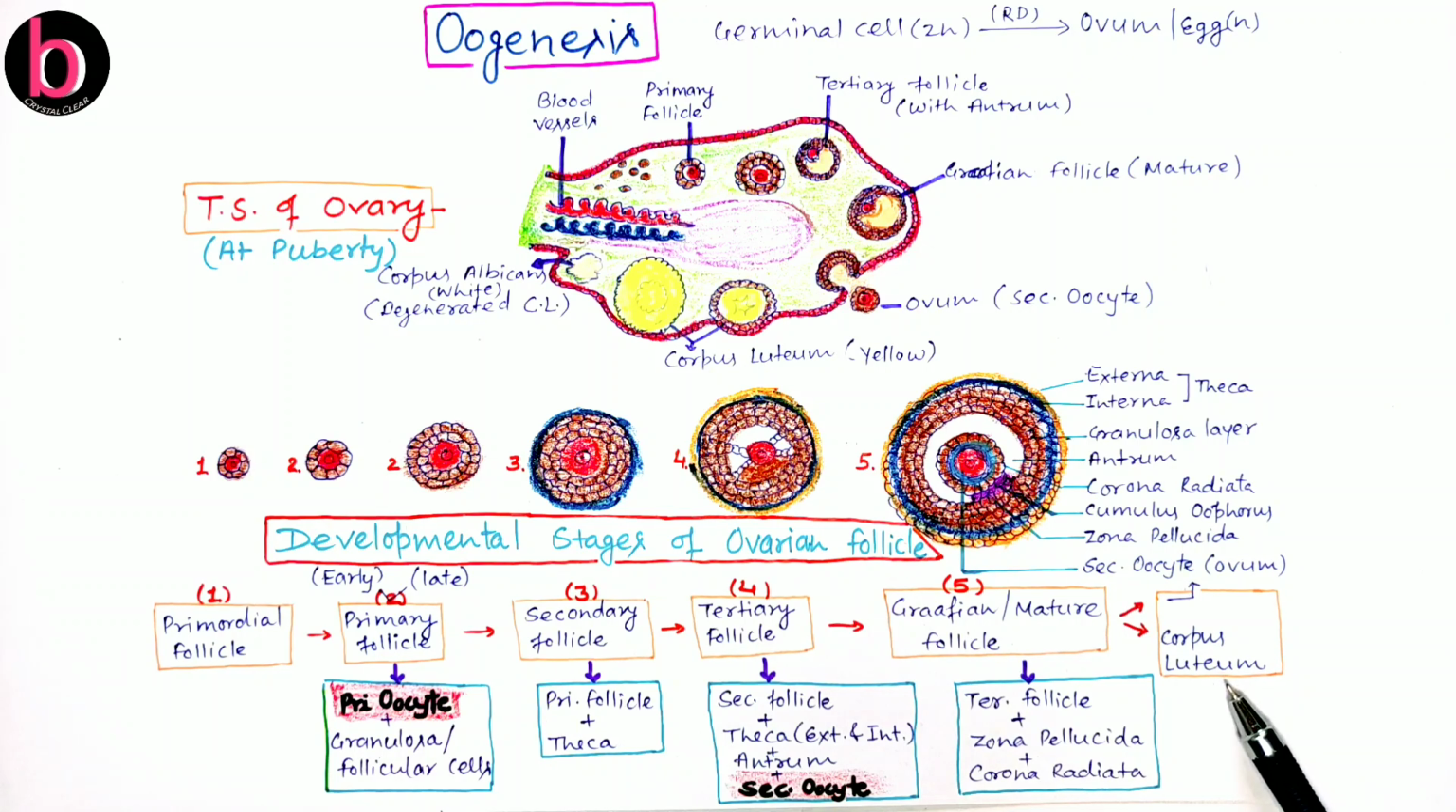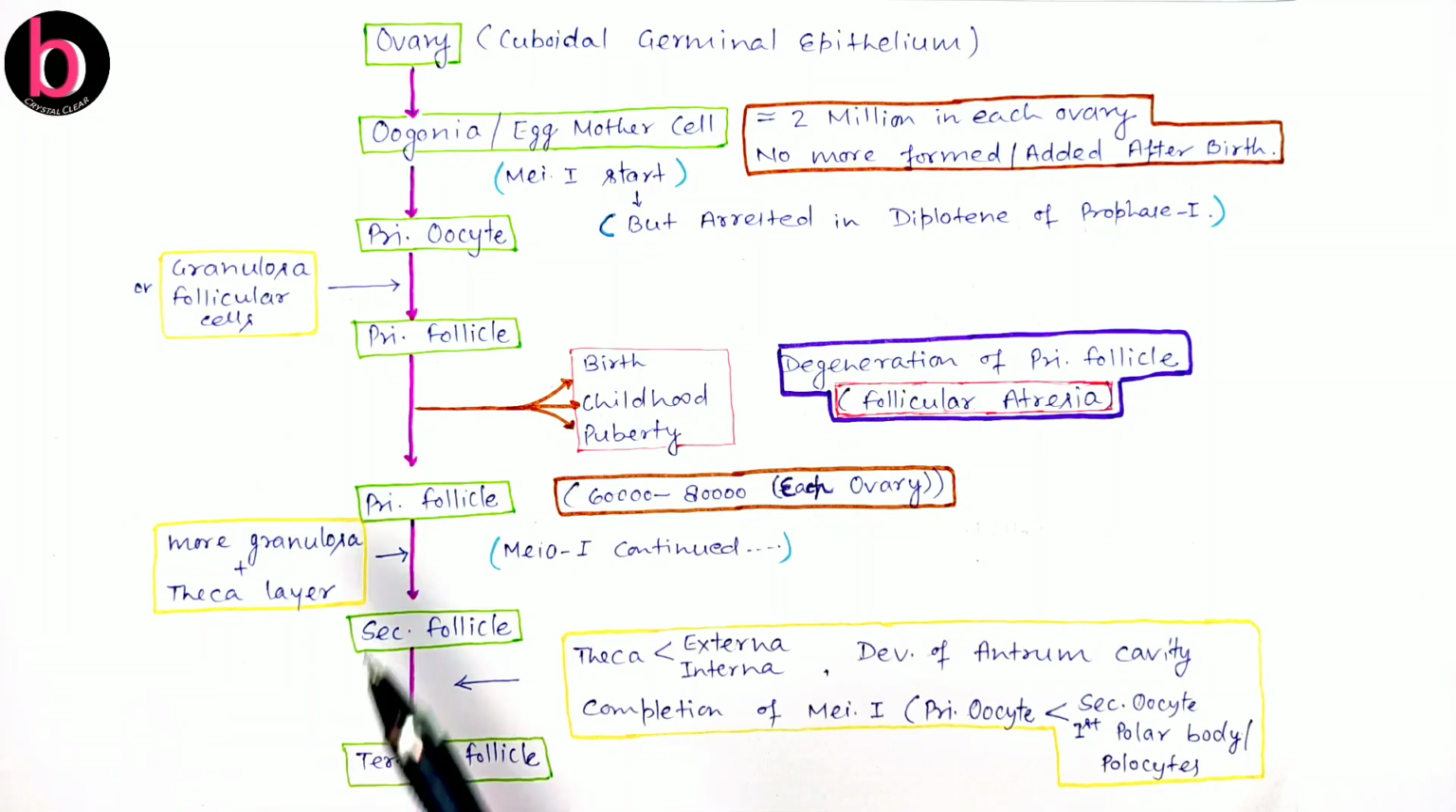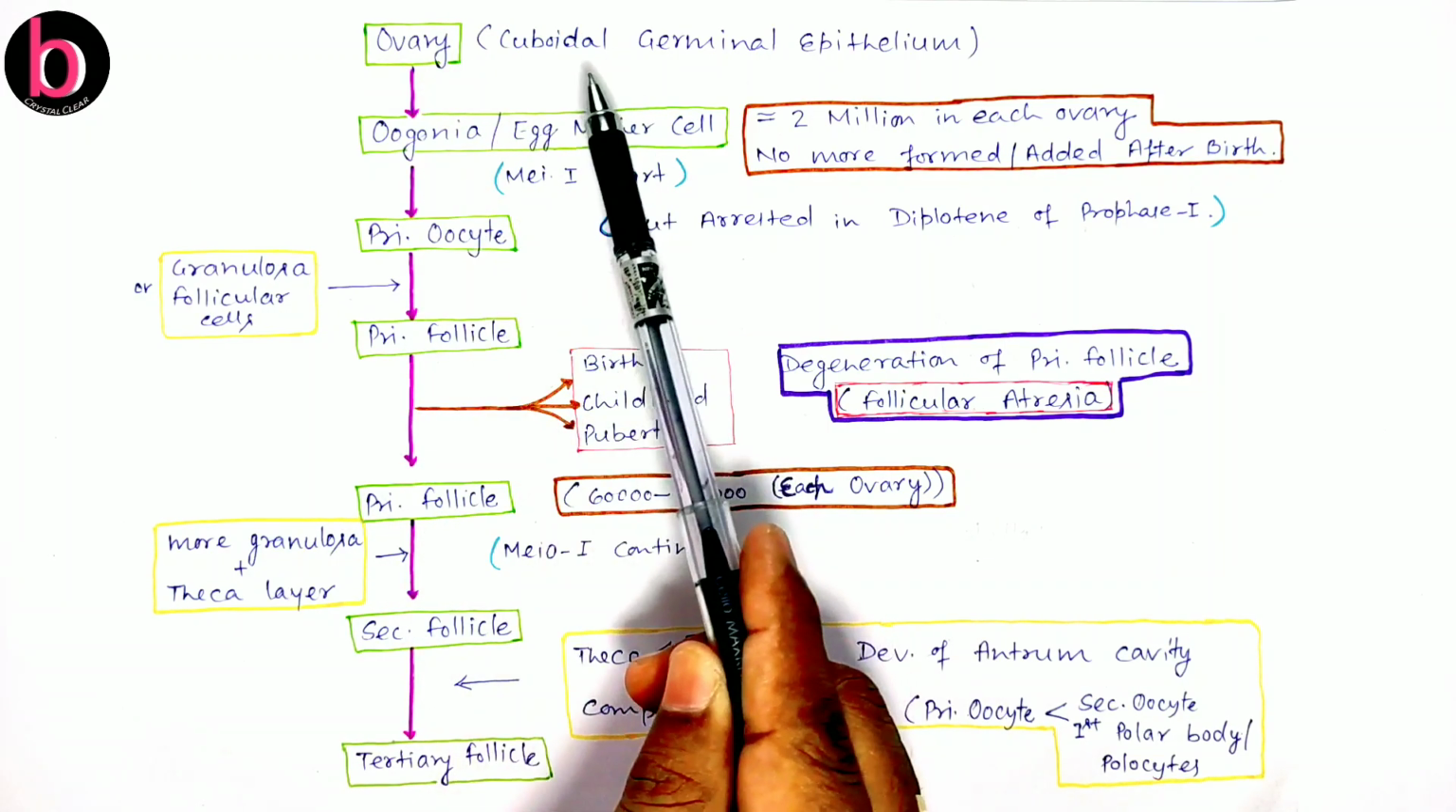This, as we already discussed, is a temporary endocrine gland that is related to the secretion of progesterone. Similarly, there is one more temporary endocrine gland present in females, that is the placenta, but the placenta forms only at the time of implantation. Here is the flow chart of oogenesis.